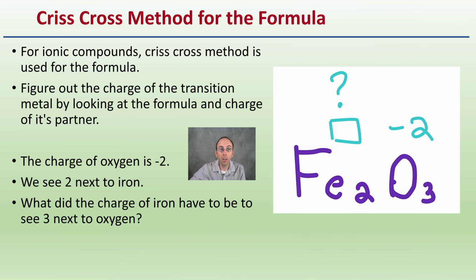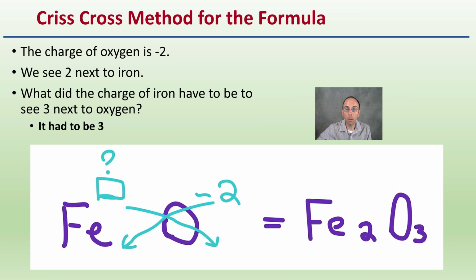All right, when you write an ionic formula, you may have heard the crisscross method. This is very important for transition metals because you want to start by looking at the formula and charge of its partner to determine what the charge is of that transition metal. In this example, we know oxygen has a -2 charge, and we see a 2 as a subscript below the iron. So the question is, what is the charge of this transition metal iron? When we do the reverse crisscross method, this would indicate that iron in this example has a charge of 3. In this case, it'd be a +3 because oxygen has the -2. And that's how we get the Fe2O3 formula writing.